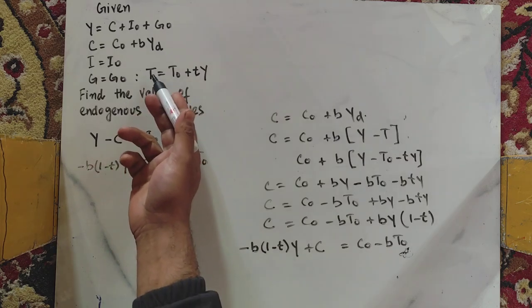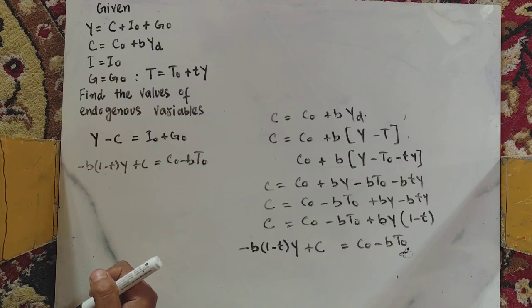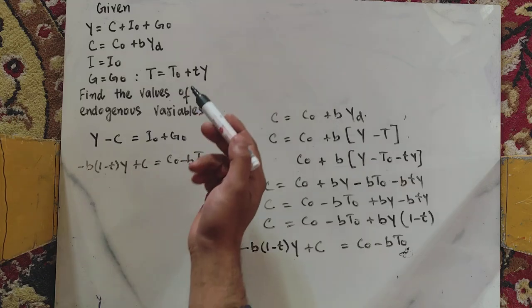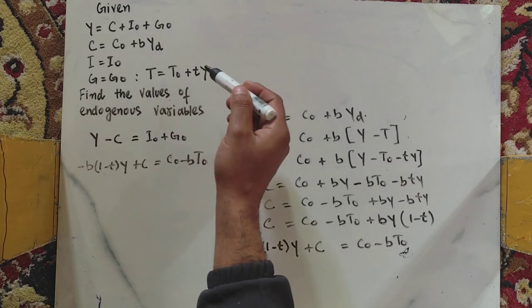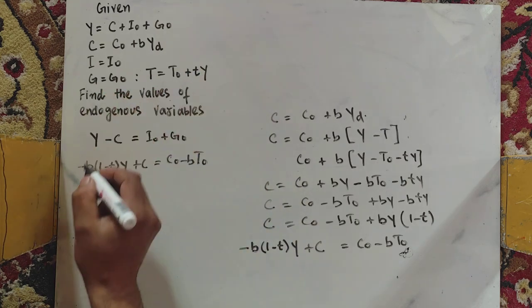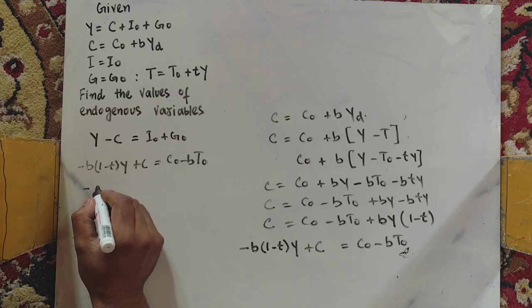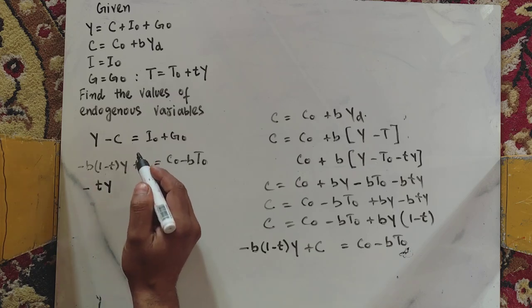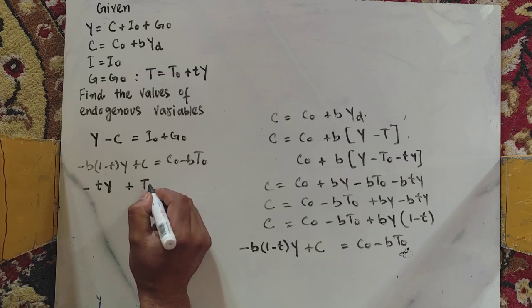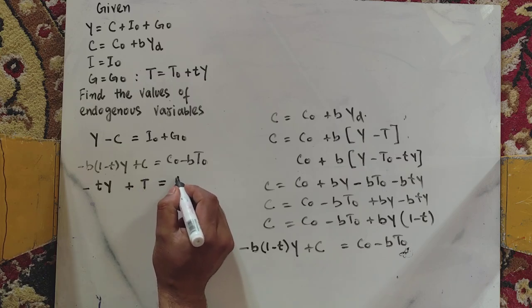In the third equation we have tax. T is equal to T naught plus tY. Since T is an endogenous variable, Y is also an endogenous variable. Let us transpose them. So we have tY transposed here, it will be minus tY plus T is equal to T naught.